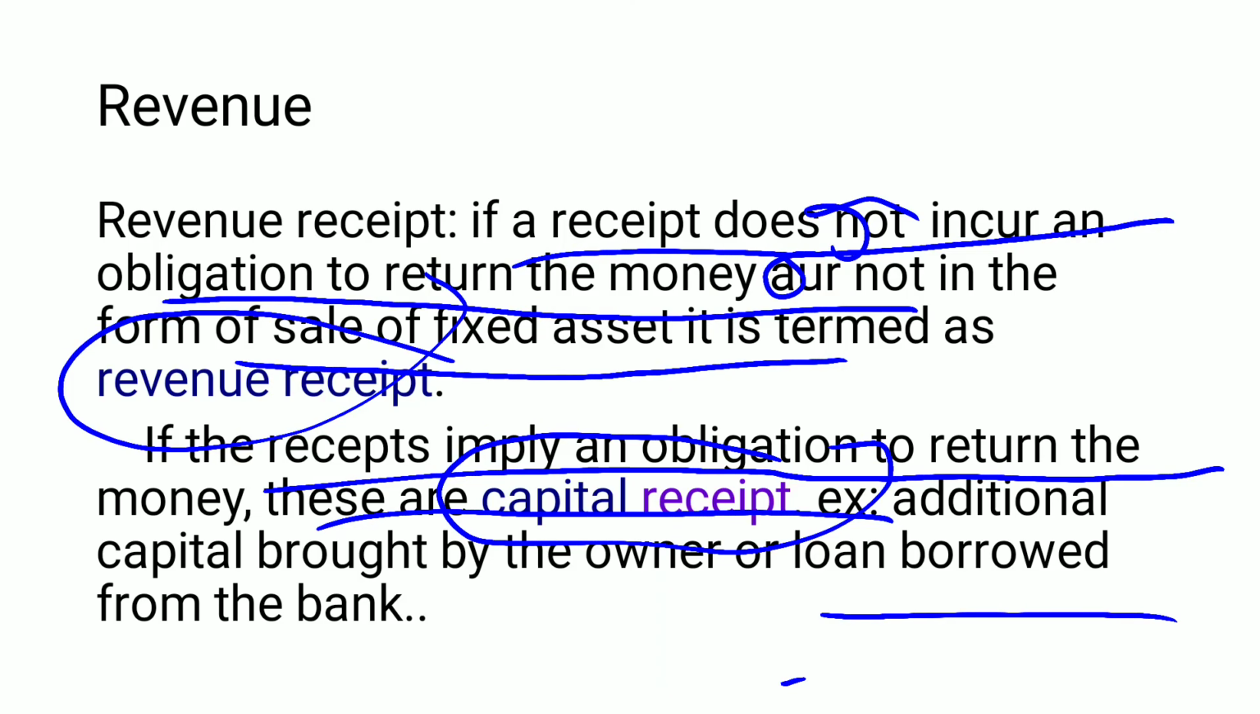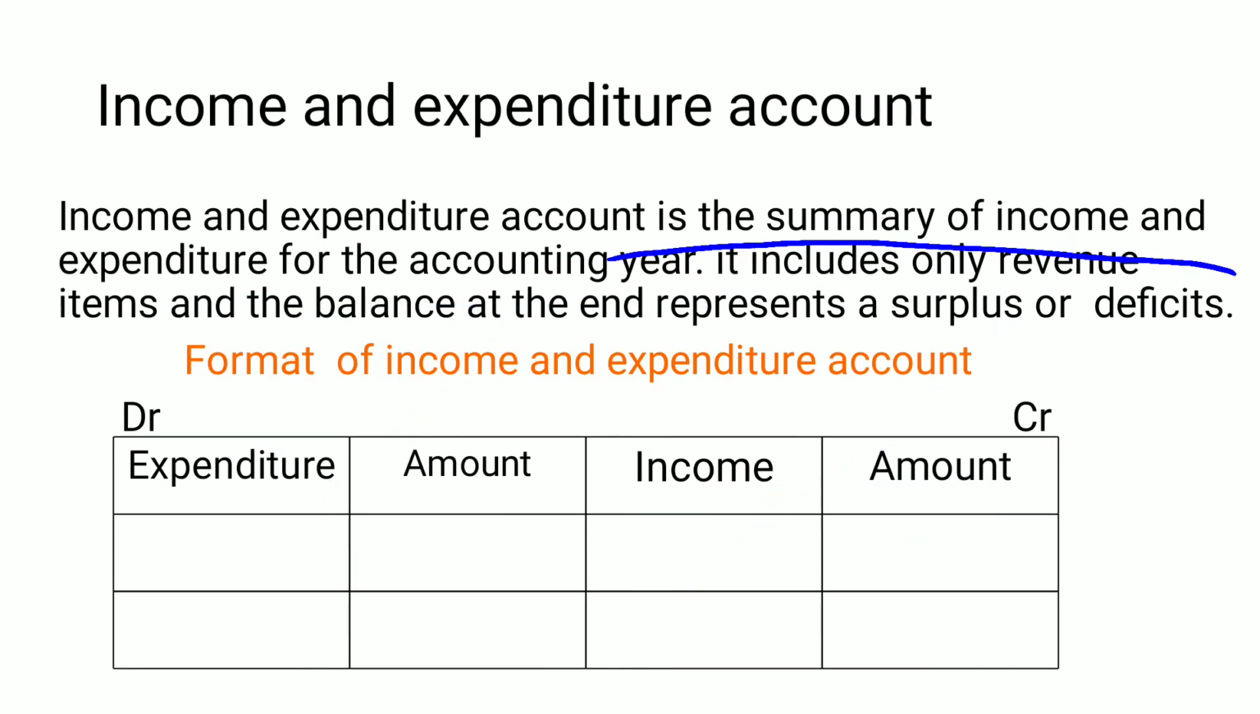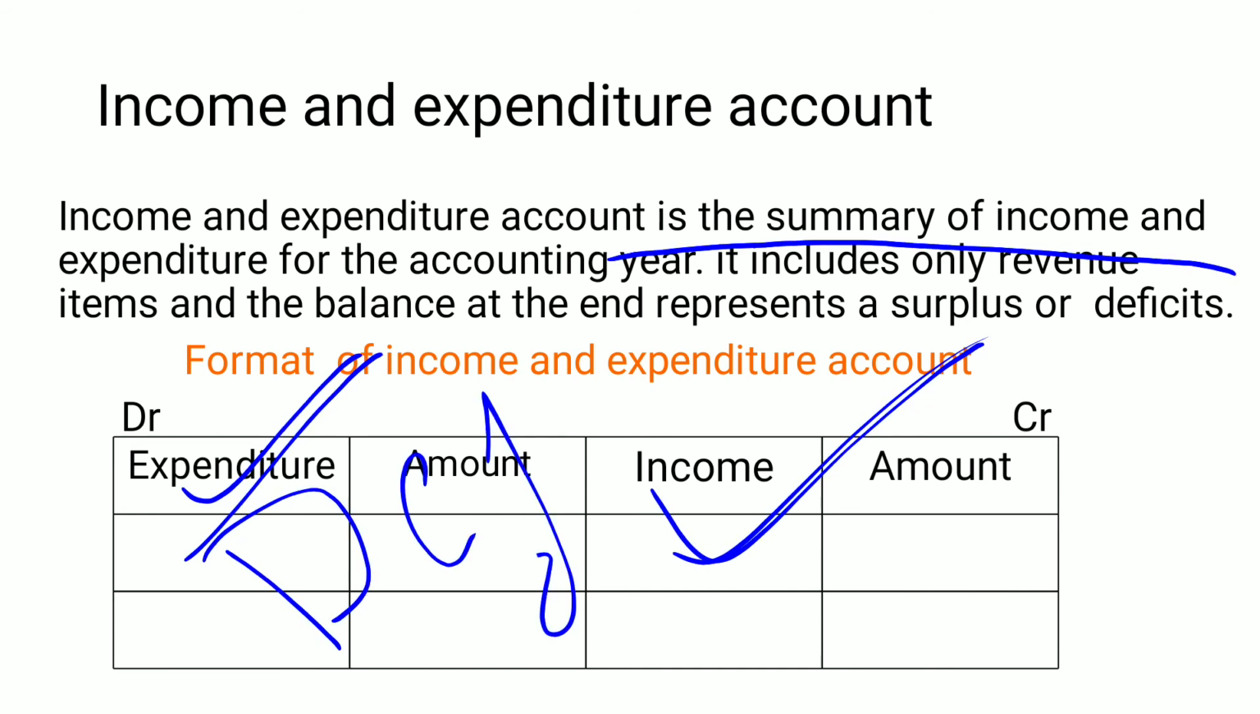Before that, I'll explain the income and expenditure account. We already understood that on the debit side, the expenditure side, all current year expenditures are recorded, and on the credit side, current year incomes are recorded. If the debit side balance is more and the credit side balance is less, the difference is called a deficit. Remember, excess of expenditure over income, the result will be deficit.